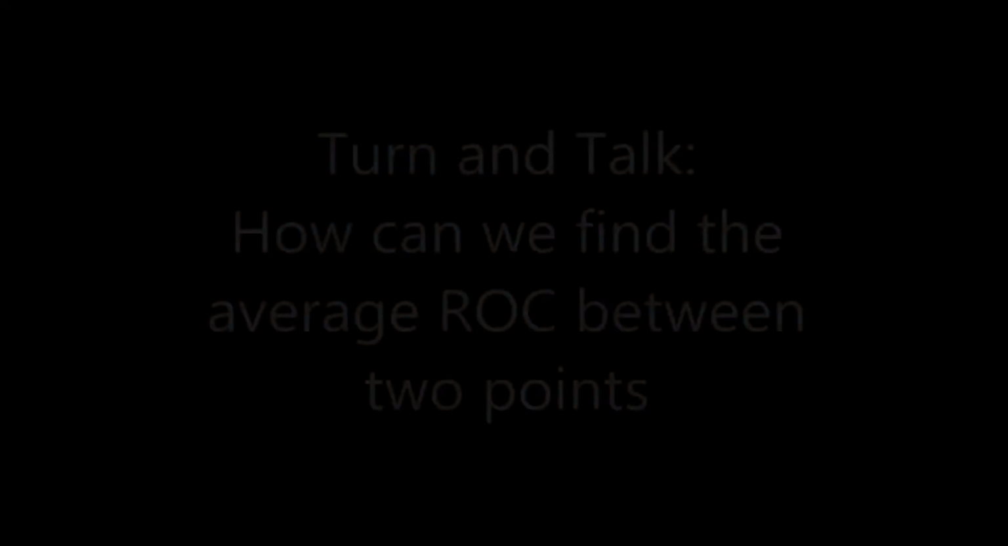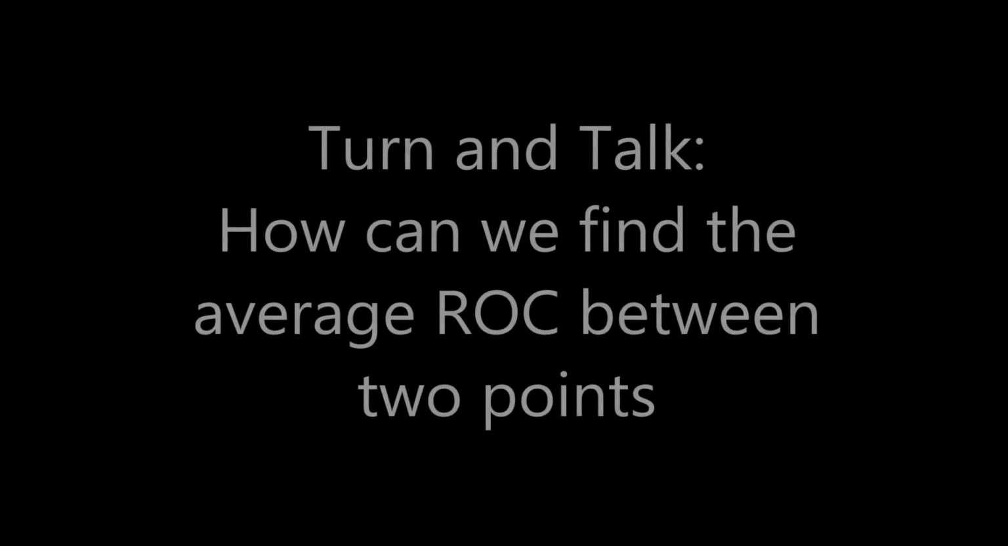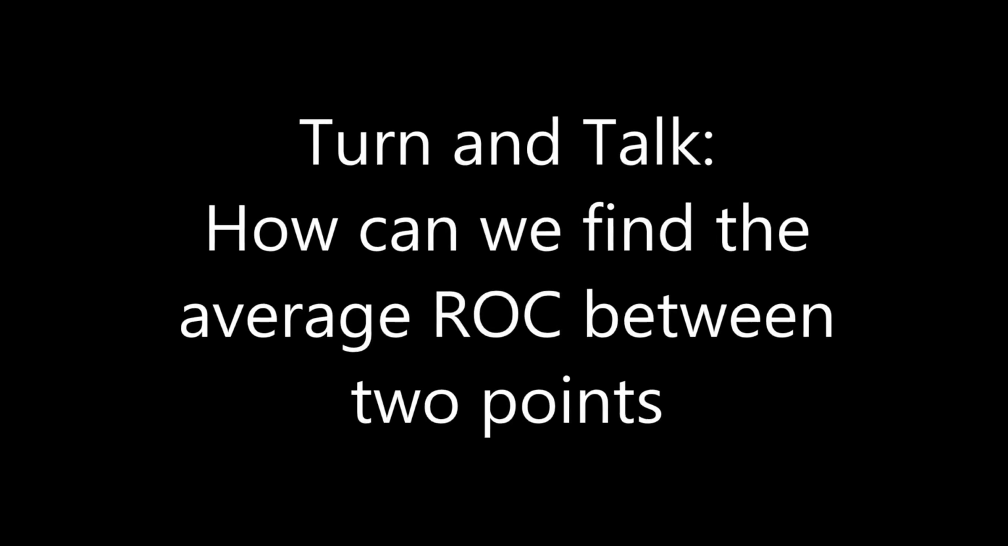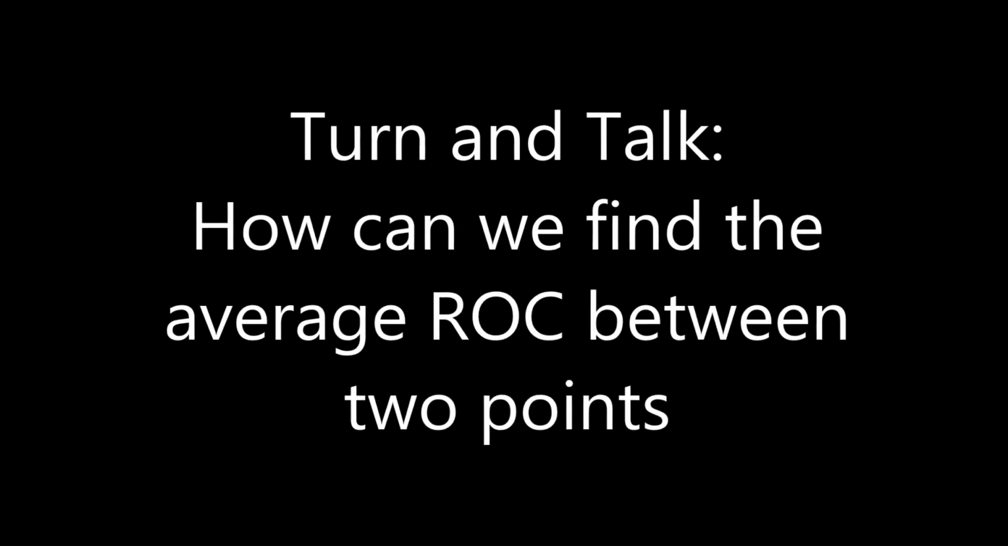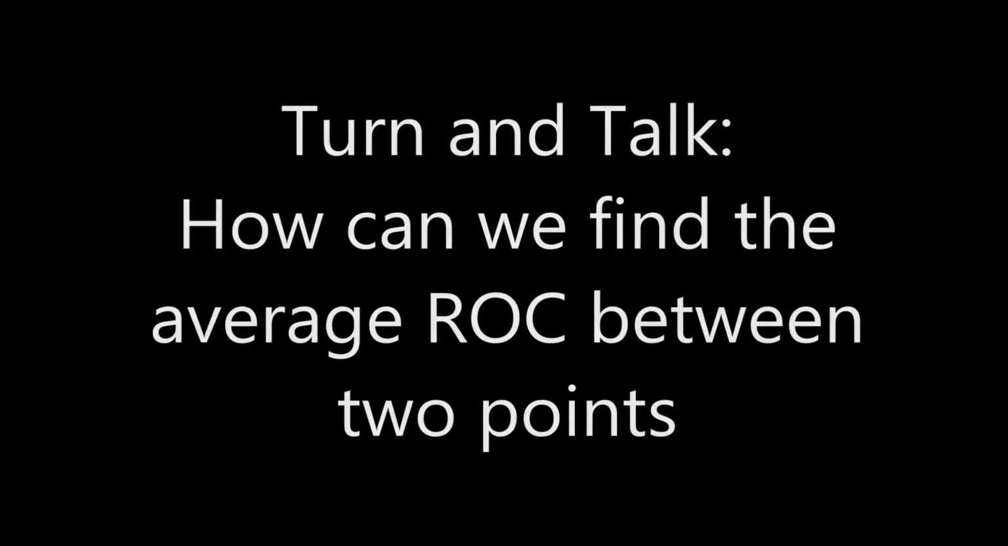Now that we've agreed or disagreed with my prediction, let's determine if I was right or wrong. The first thing we need to figure out is how we find the average rate of change. When I say go, turn and talk with your partner, how can we find the average rate of change between two given points? Go. And come back together in 3, 2, 1, time.